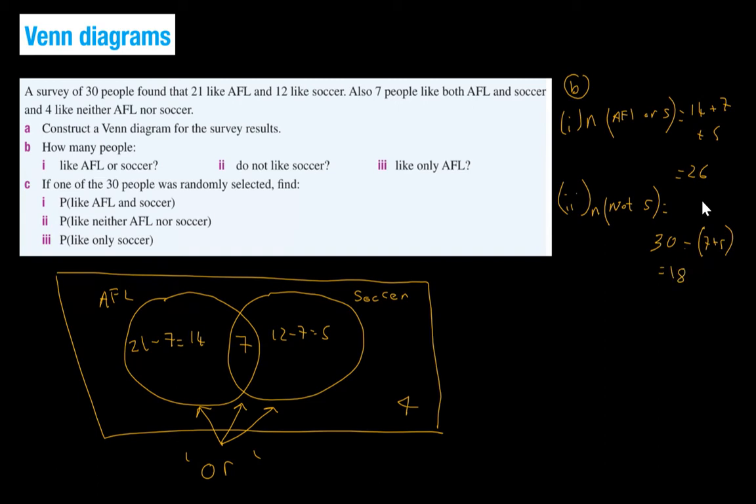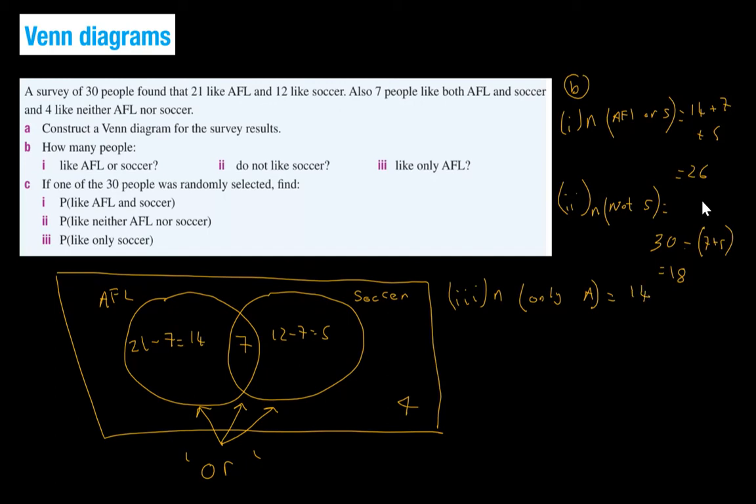So let's have a closer look at what we've done now. The number of people who do not like soccer. So the total is 30. And let's subtract the number of people who do like soccer. The number of people who do like soccer are 7 plus 5. Okay, and then finally, like only AFL. Number only A. That's an easy one. That's just going to be 14.